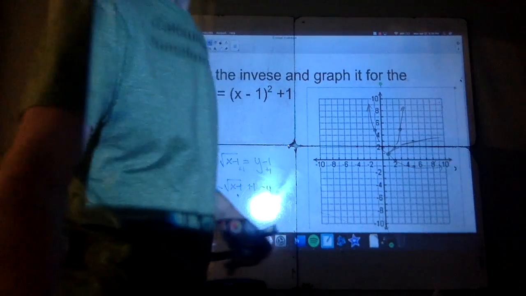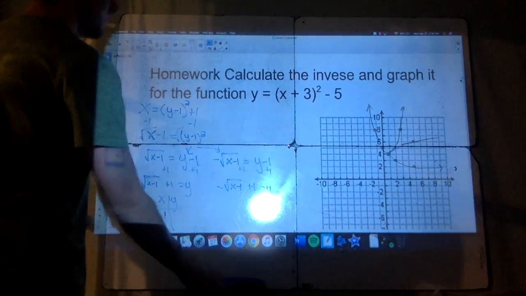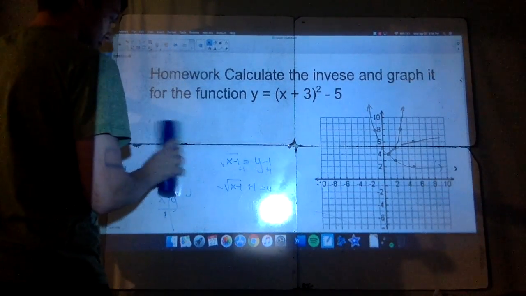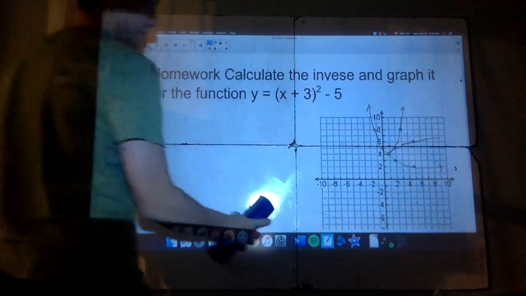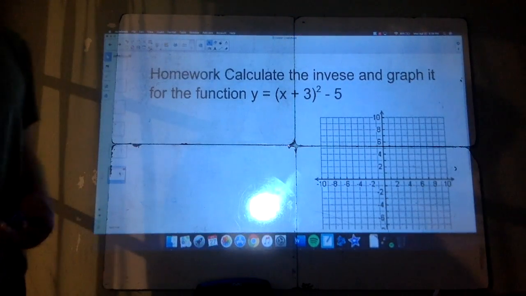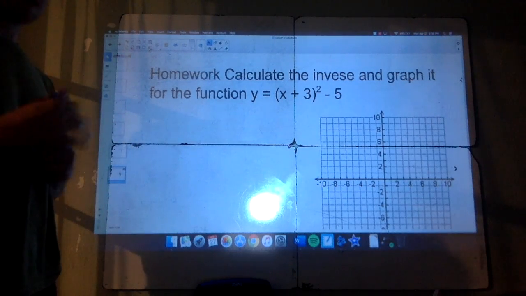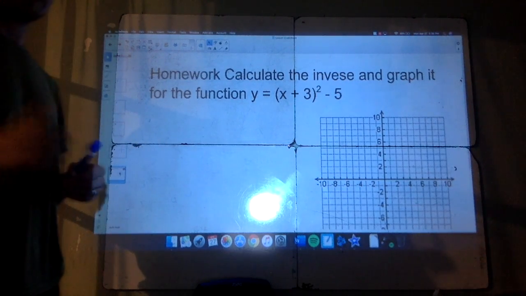So your homework for tonight is to graph and calculate the inverse of this function right here, x plus 3 squared minus 5. So once you're done, take a picture, submit it, and you're done for lesson 2 for the week.